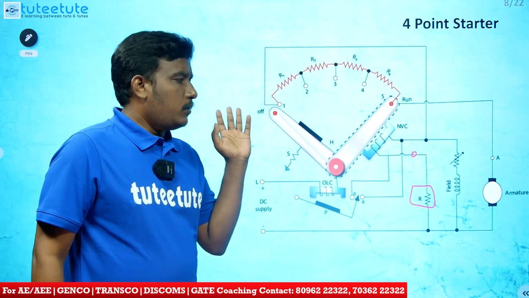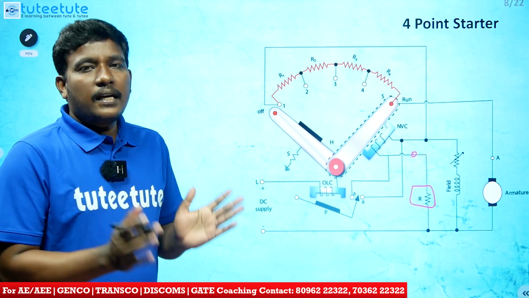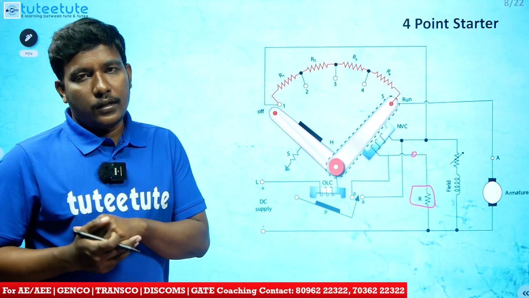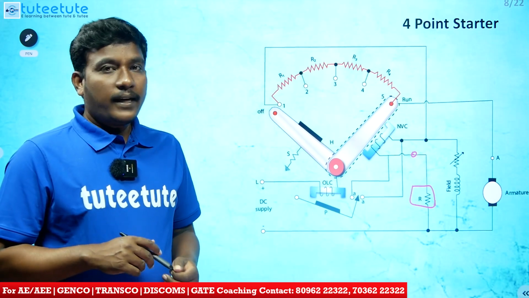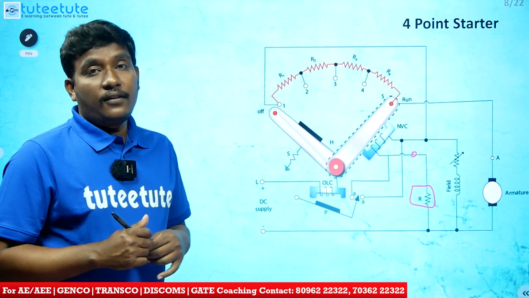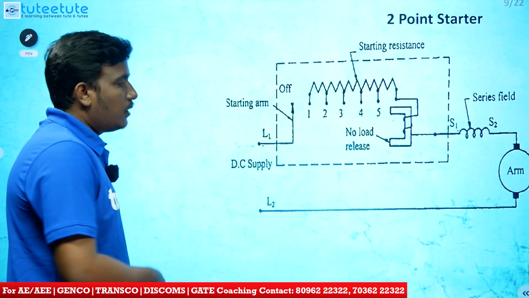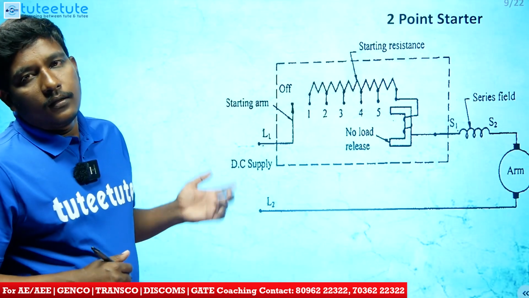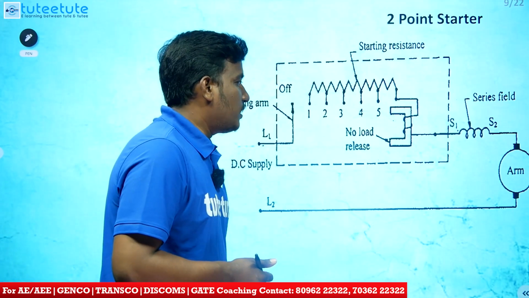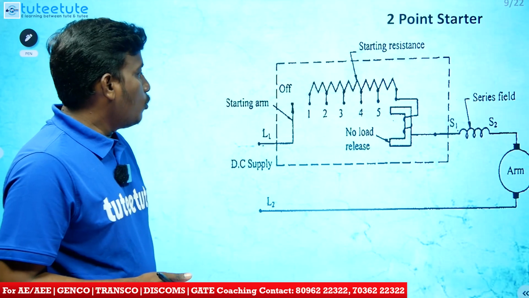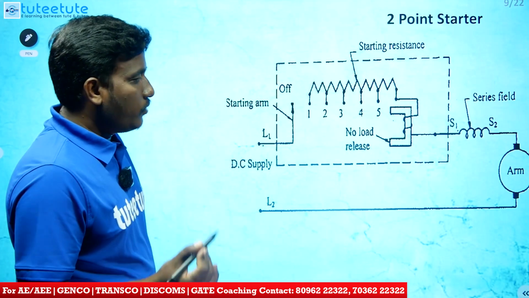So the 3-point starter method and 4-point starter method, what we discussed till now, can be employed for shunt and compound motors only. Okay, we can't employ this method for series motor. For starting techniques for a DC series motor, we are going to use the 2-point starter. The principle is same only, but operationally different.